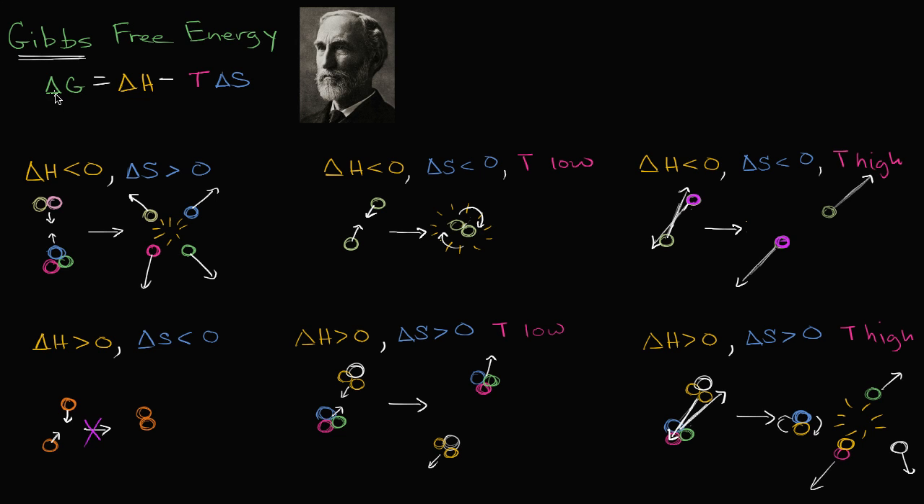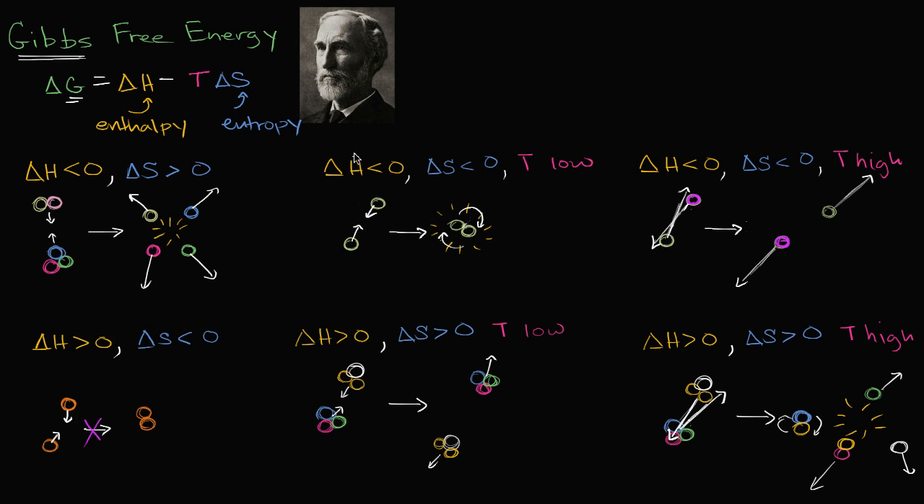It says that the change in Gibbs free energy is equal to the change in enthalpy, this H here, which you could view as heat content, especially because this formula applies if we're dealing with constant pressure and temperature. So that's a change in enthalpy minus temperature times change in entropy. S is entropy. It seems like a bizarre formula that's hard to really understand, but as we'll see, it makes a lot of intuitive sense.